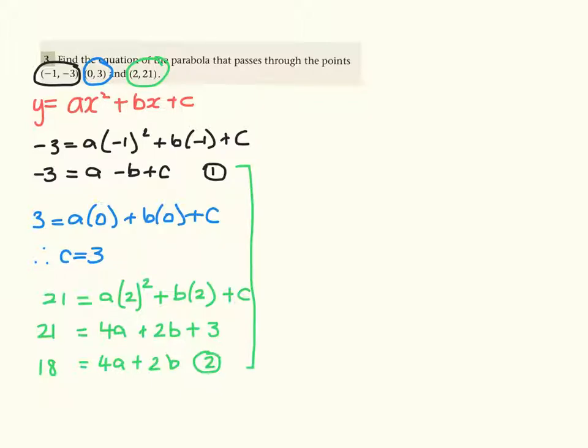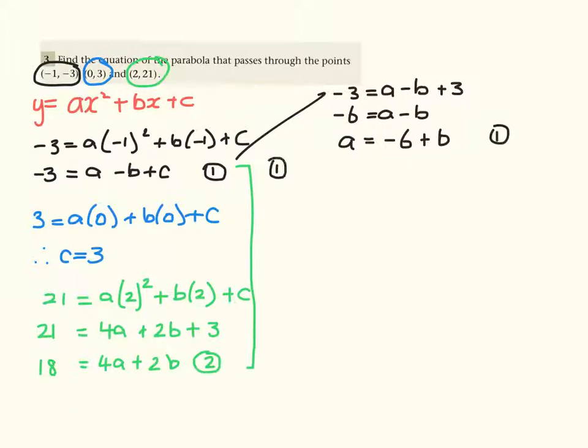I can actually do a little bit more tidying up with equation number 1 because I now know what c is. So let's do that first, it'll make that a bit easier. I've got -3 equals a minus b plus 3 because I know c is 3. So -6 equals a minus b. Okay, so simultaneous equations, my choice is elimination or substitution. I'm going to do substitution, but you can do elimination if you like. So a equals -6 plus b, and I'm going to do 1 into 2.